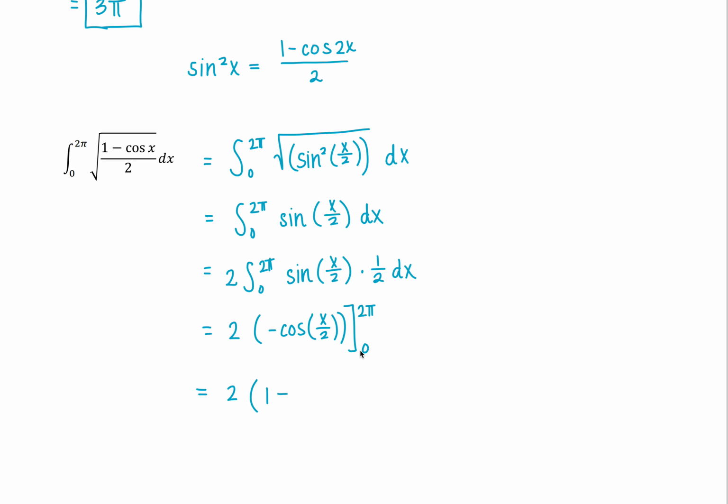Then minus. Cosine of 0 over 2 is cosine of 0. Cosine of 0 is positive 1, but we've got a negative, so it's going to be 1 minus negative 1. So 1 minus negative 1 is going to give me a 2 inside the parentheses. 2 times 2 is just 4.